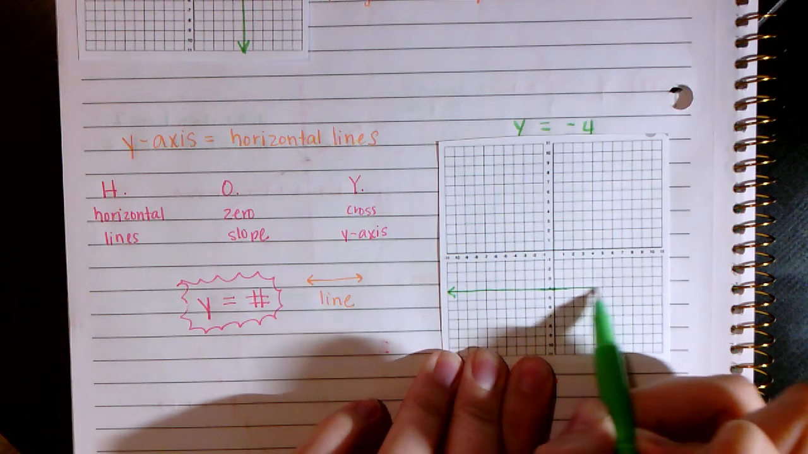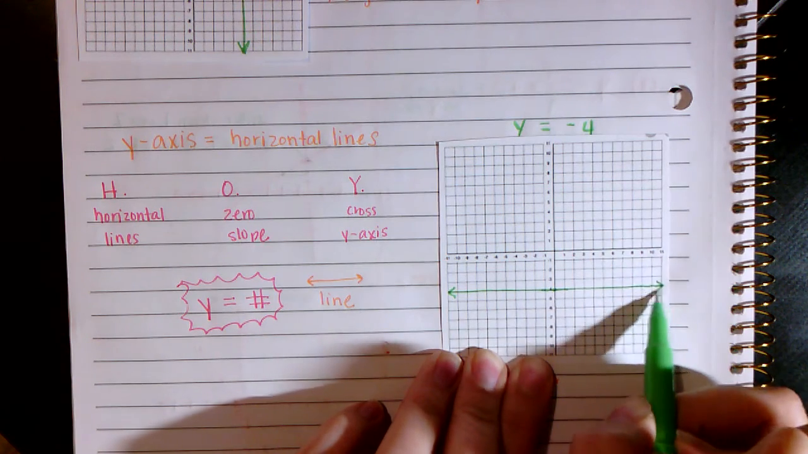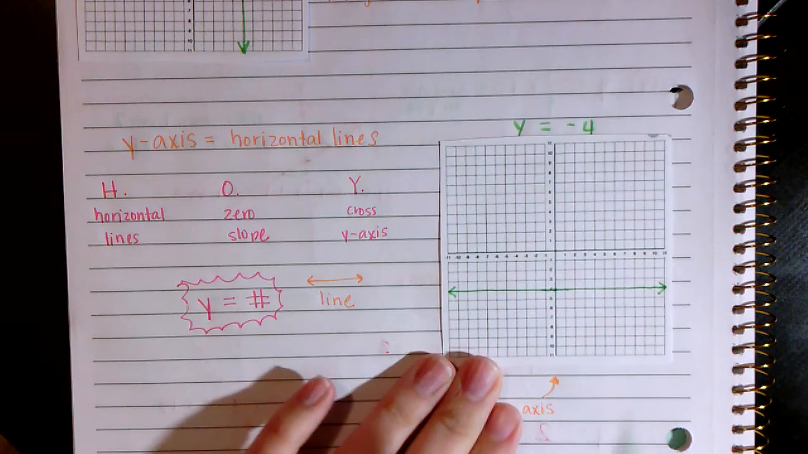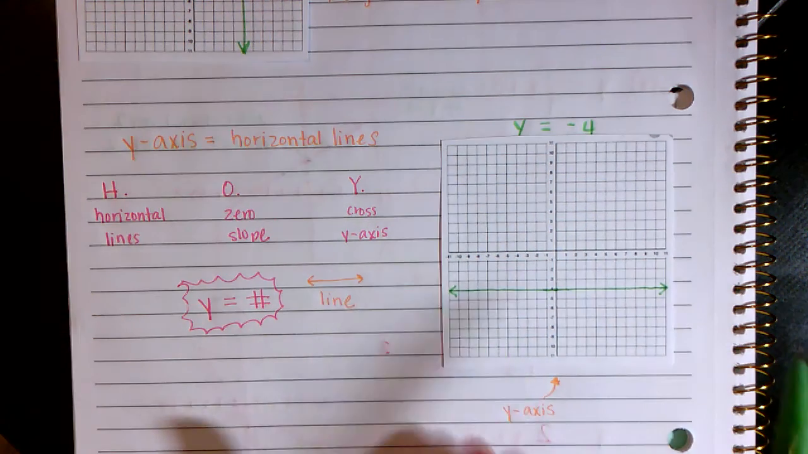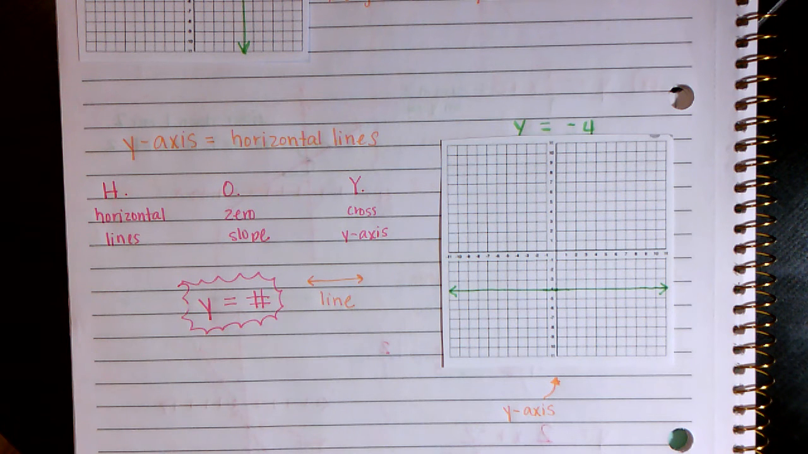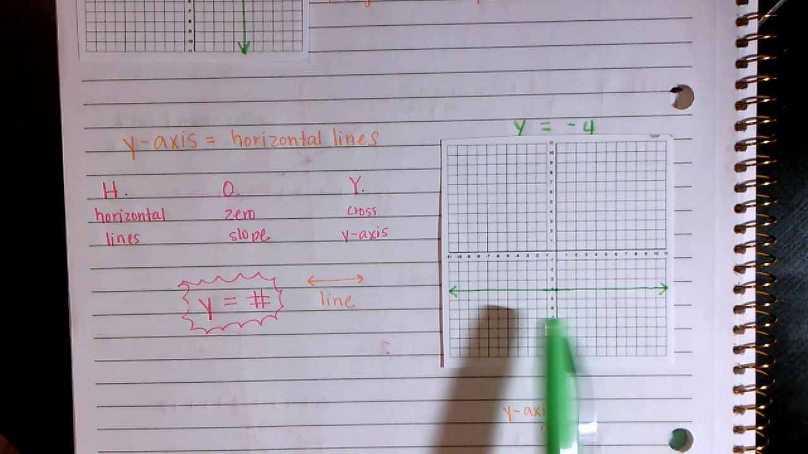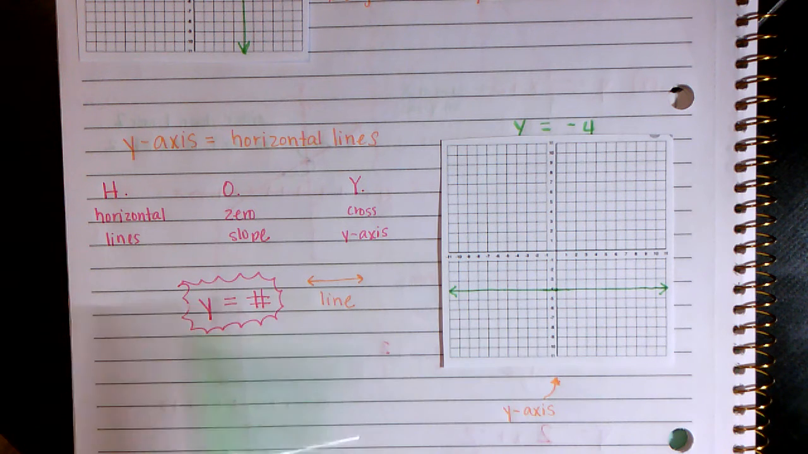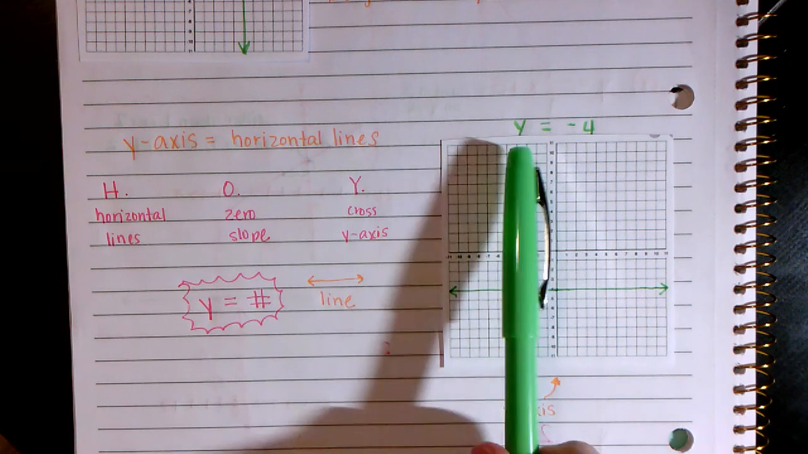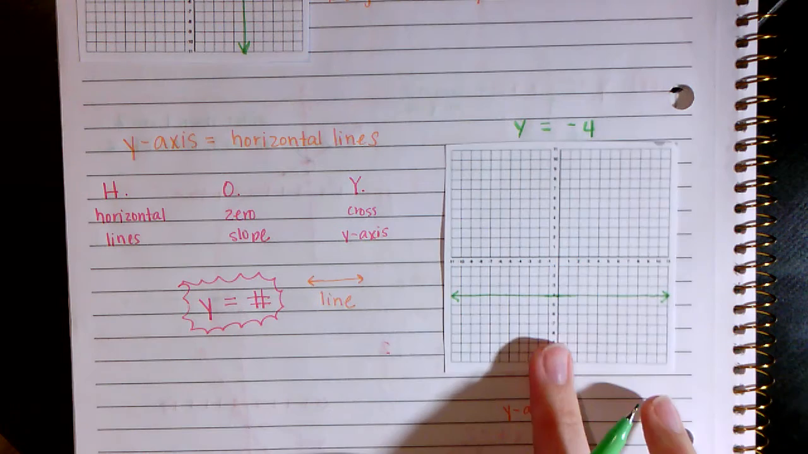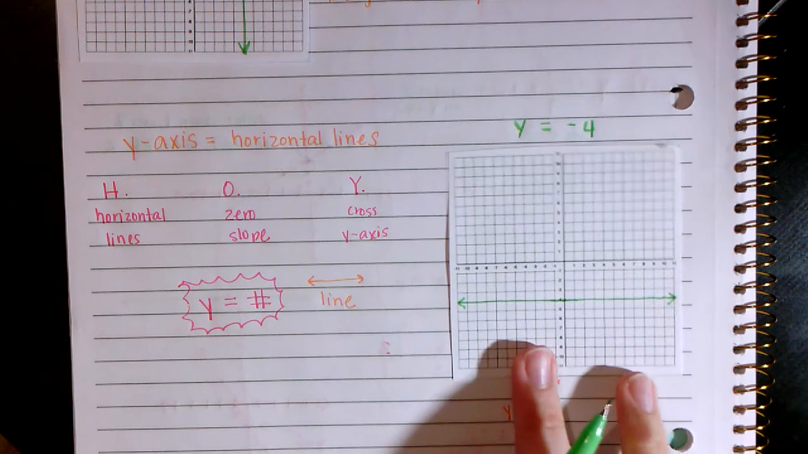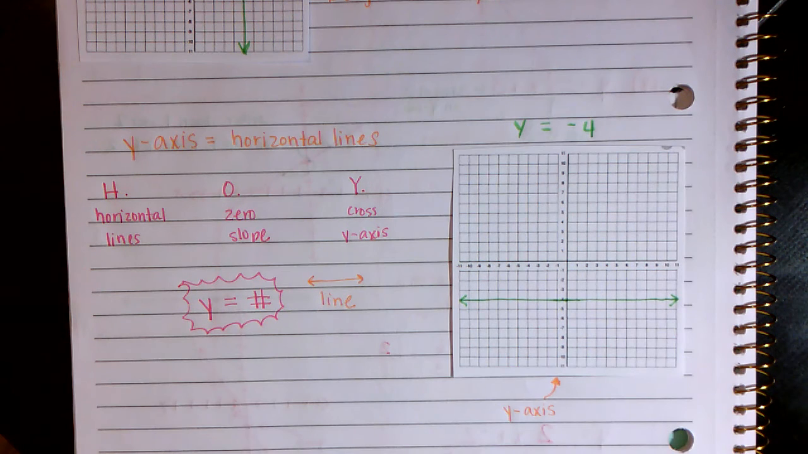I need to do the same thing on this side. So that is y equals negative 4. A straight line, 0 slope, just cuts right through. It's crossing through the y-axis. There is no slope, and it is a horizontal line. I have y set equal to a number. Y is equal to just a number, so I'm good to go. And that's how you graph horizontal and vertical lines.